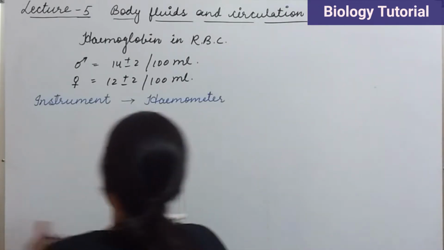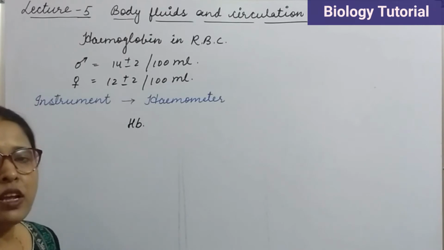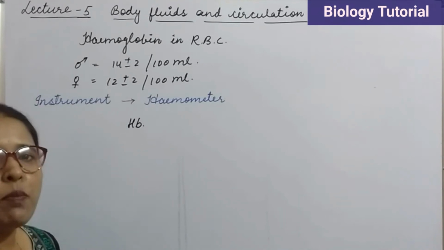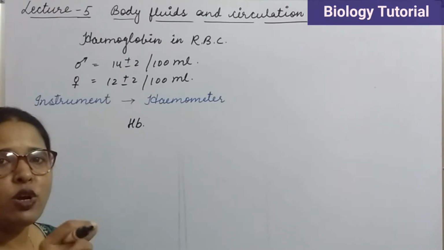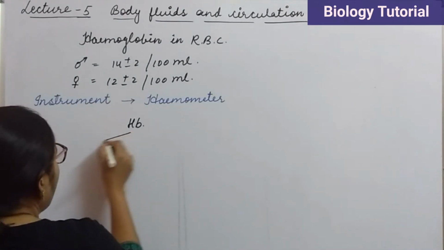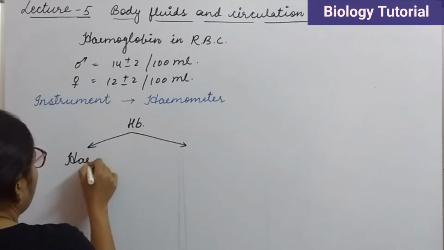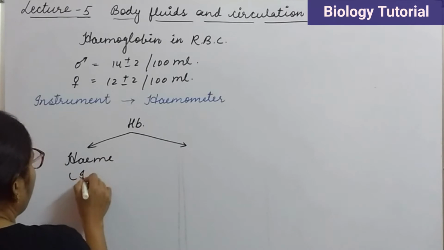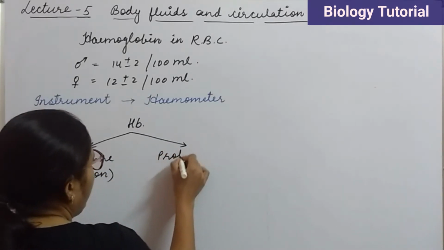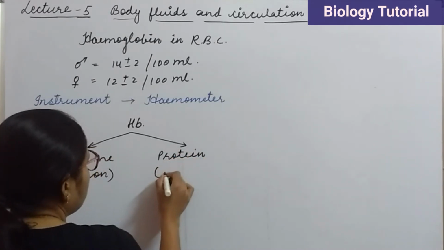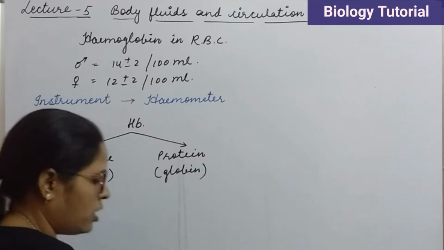Now hemoglobin has two parts in it. It means hemoglobin is made up of two parts. It is divided into two words, that is heme and globin. Here one part is the iron part, that is the heme part. Heme is the iron part, and the other one is the protein part, and the protein is globin. Globin protein is present. Clear?